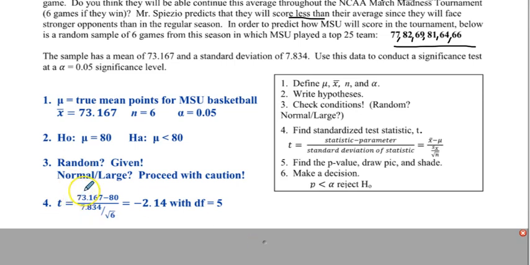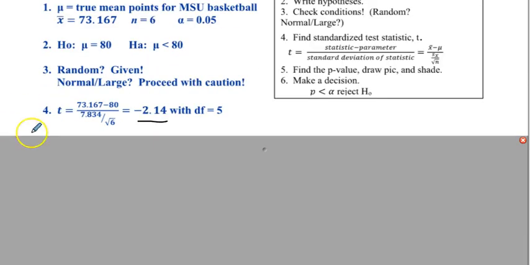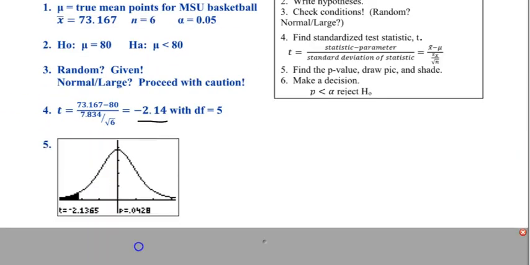Step 4, do the calculation. X bar minus mu over the standard deviation. That gives us negative 2.14 with degrees of freedom of 5, 6 minus 1. Now we draw our chart. Negative 2.14 right there and shade. Now remember, this is using the non-rounded value. I'm going to put this in the calculator.